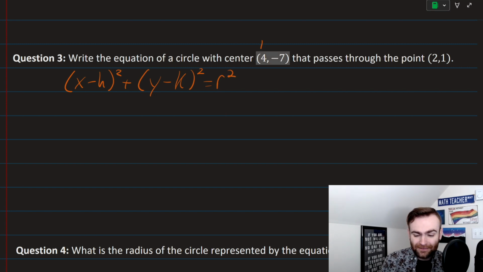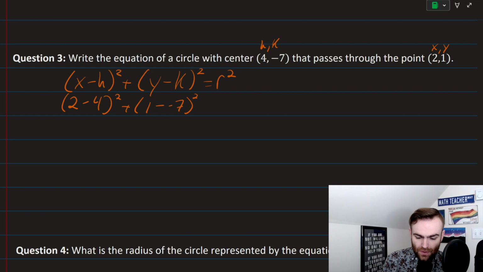Well, we have h comma k. We also have a point that should represent x and y. So if we plug these in, we should end up with r squared. So we have 2 take away 4 squared plus 1 take away negative 7 squared is equal to r squared.